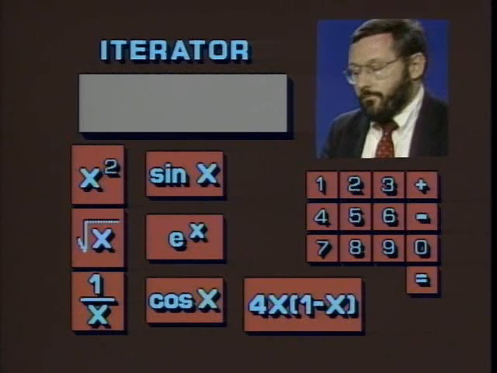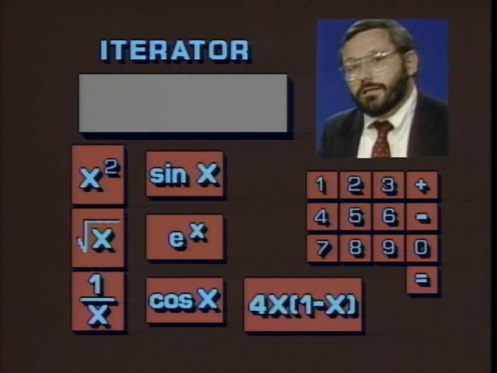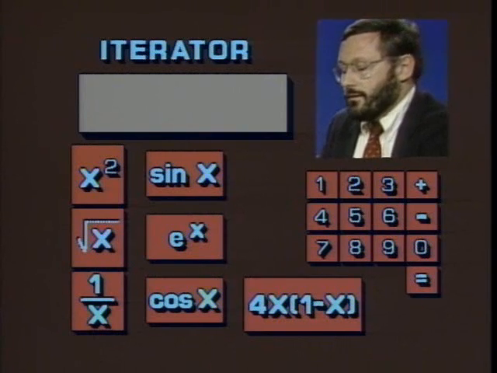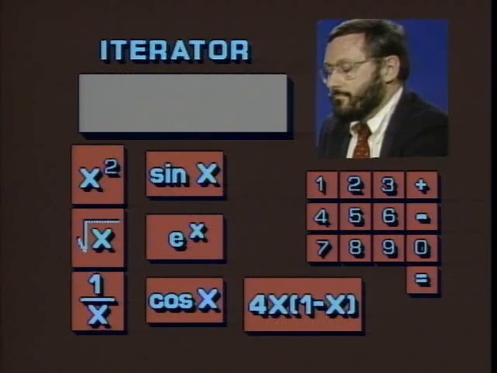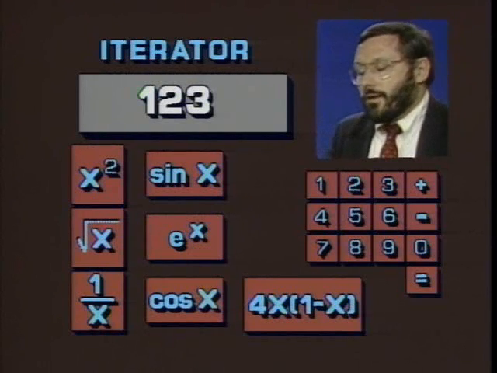One more example. How about cosine? What happens when you iterate the cosine function? Well, let's see. Let's start with any number, say 123.